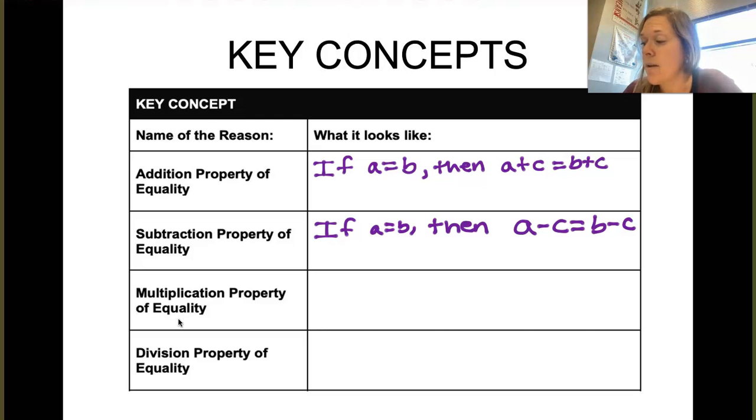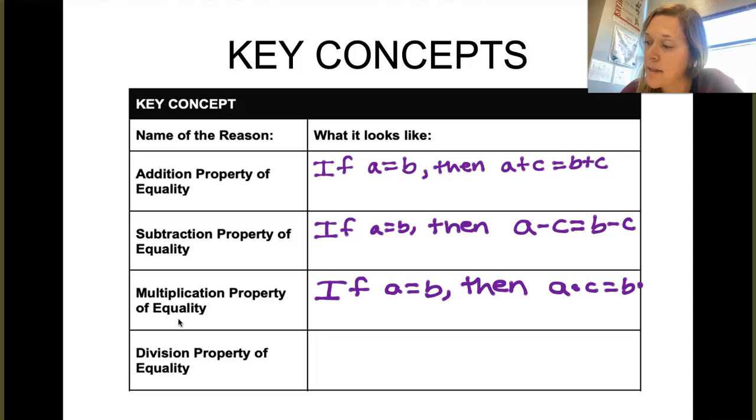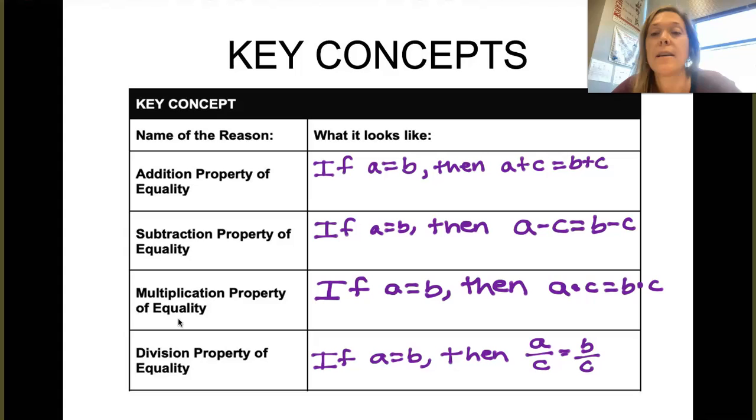Multiplication property of equality. So if we have our A is equal to B again, then I can take some number C and multiply it by A and B, and it will still stay equal. Right, so if we go back to our 3 equals 3, if I do 3 times 2, that's going to be the same as 3 times 2. Okay, so multiplying something on both sides will keep your equation equal. Division, if A is equal to B, then we can divide both sides by some number C, and it will still stay balanced, it'll still stay equal.